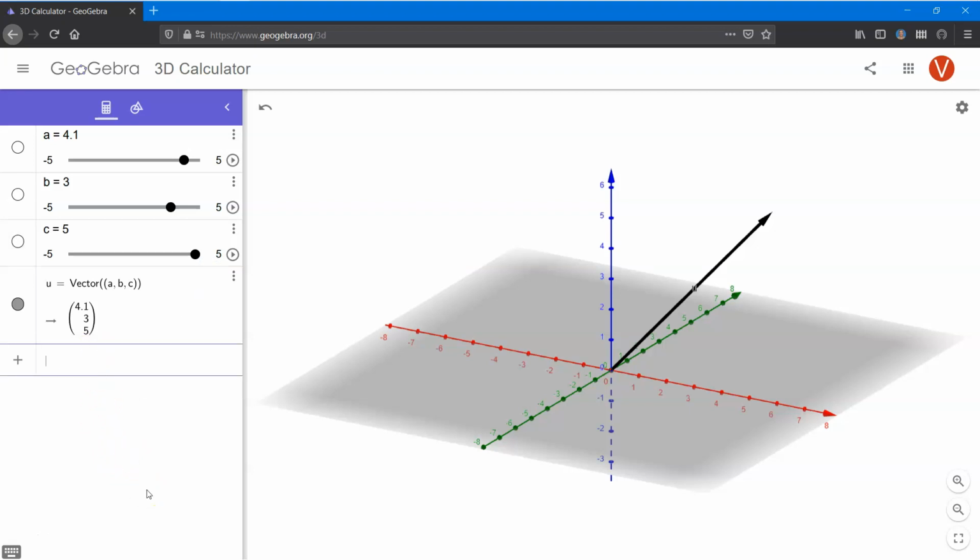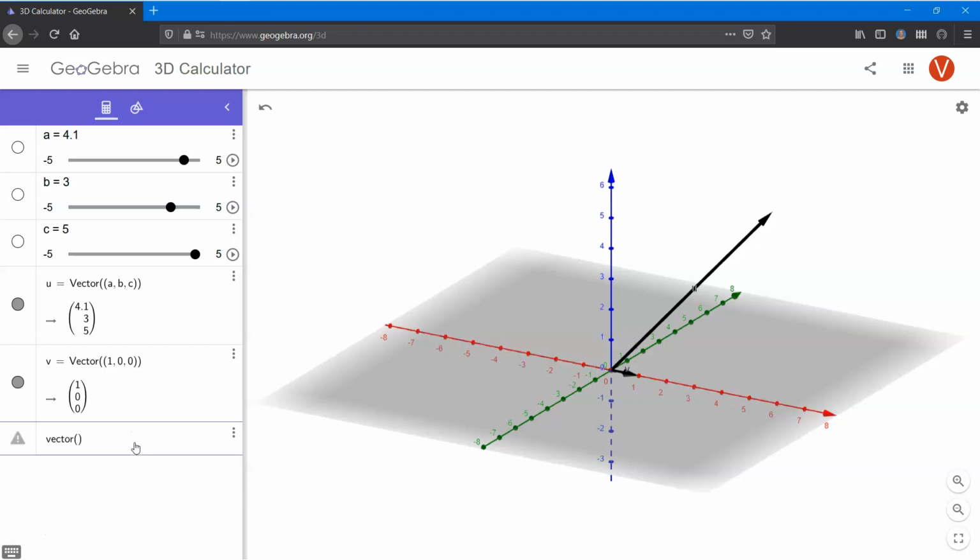Now what do we want? We want the unit vectors. So let us say vector (1, 0, 0). Now this has to be within a bracket, because we have to specify a point. So you see here, you have a unit vector in the x direction.